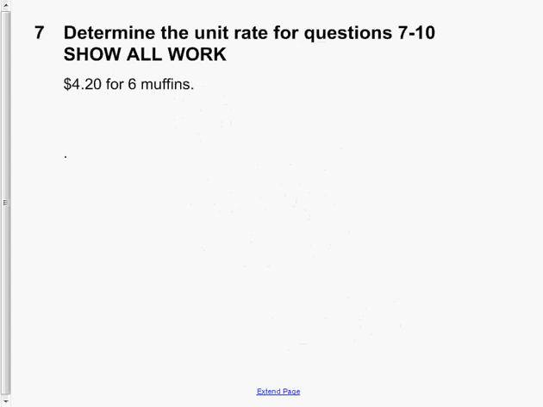Question 7 says, determine the unit rate for questions 7 through 10 and show all your work. It says it's $4.20 for 6 muffins. So you determine a unit rate. So what we want to go is per either dollar or per muffin. Now obviously, since it's set up this way, we're looking for the cost per muffin. So cost per muffin. So it's $4.20 for 6 muffins.